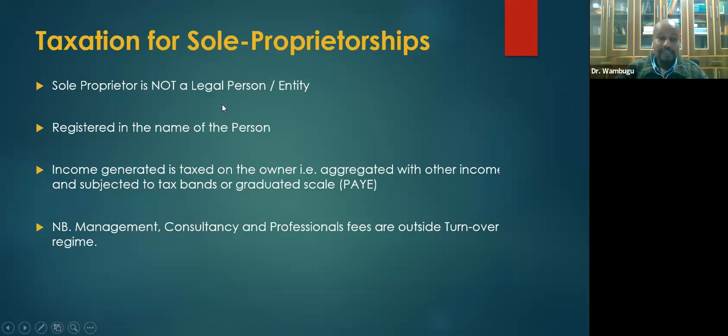So what that means is that if you get into trouble with your suppliers, with your employees, or people who you have contracts with, they would sue you, and they would not sue a company. So they would sue you as the doctor. Now the income you generate from here is taxed with other incomes. So for example, if you have a sole proprietorship, and then at the same time you have business income from something else, and at the same time you have employment.